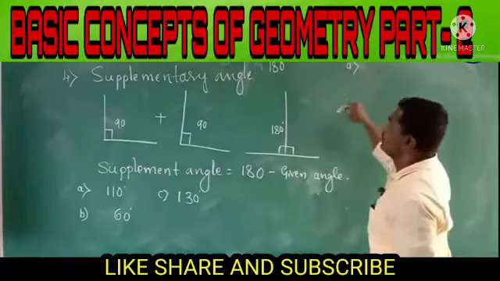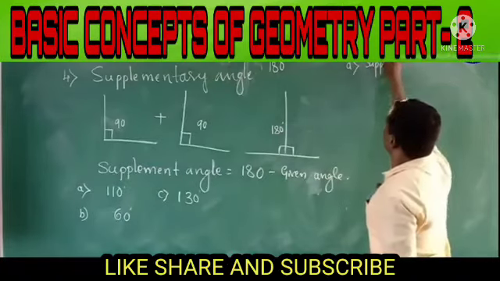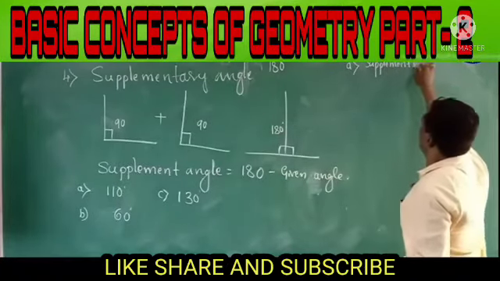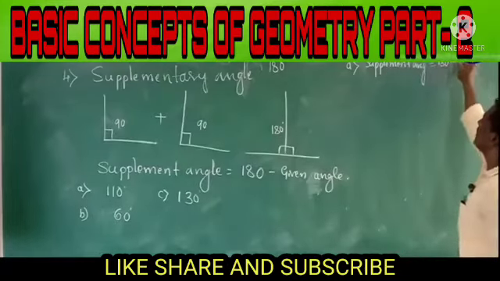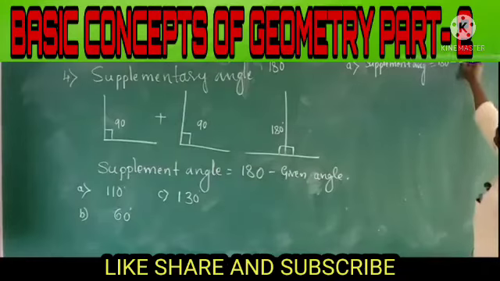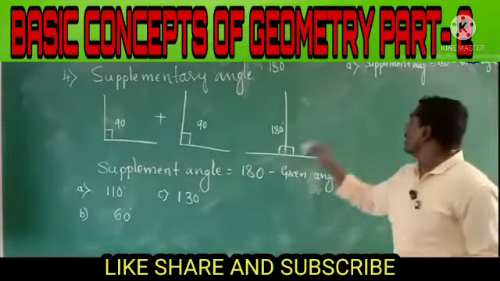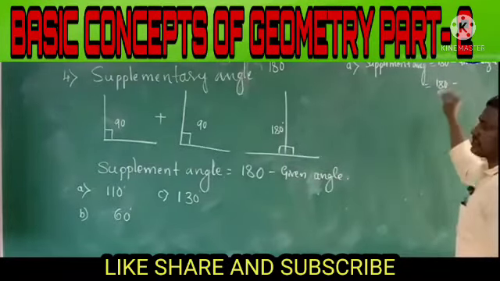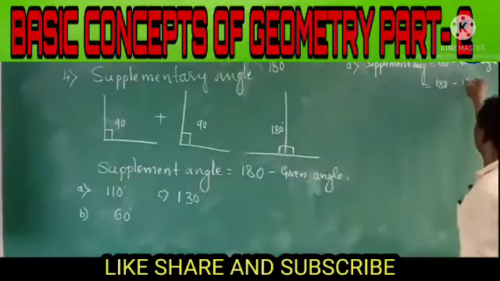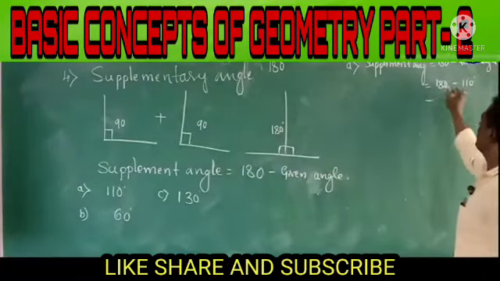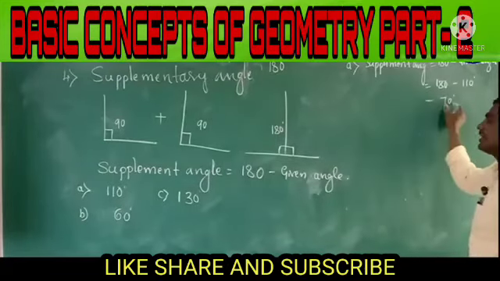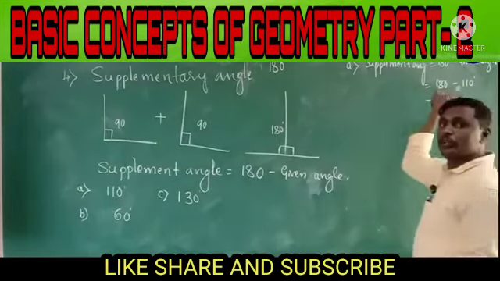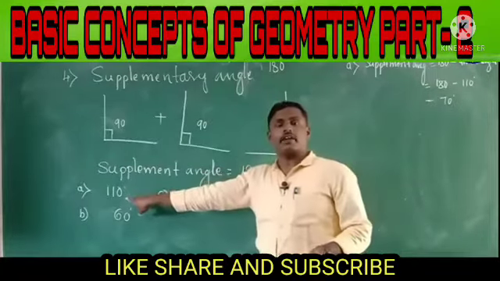First one, A. Supplement angle is equal to, what is that formula? 180 degree minus given angle. So 180 minus, what is that first given angle? 110 degree. So 180 minus 110, 70 degree. So 70 degree is the one more supplement angle to the first given angle.